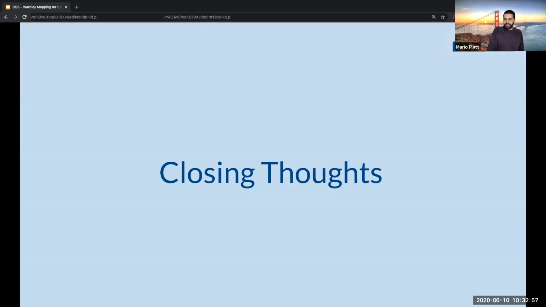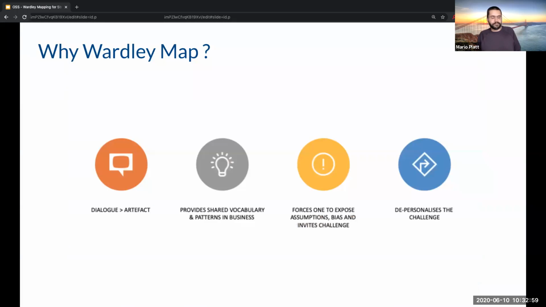And now some closing thoughts. So let's wrap up. Why should we Wardley map? The first reason is the great conversations that we can have with peers and teams during the creation of the map. So what is the value chain? What needs do we have? And can we agree those are the right needs? Or do we have a bias towards a particular component or a particular activity?